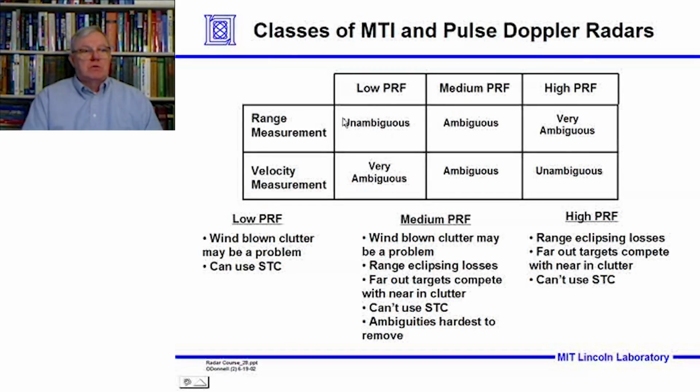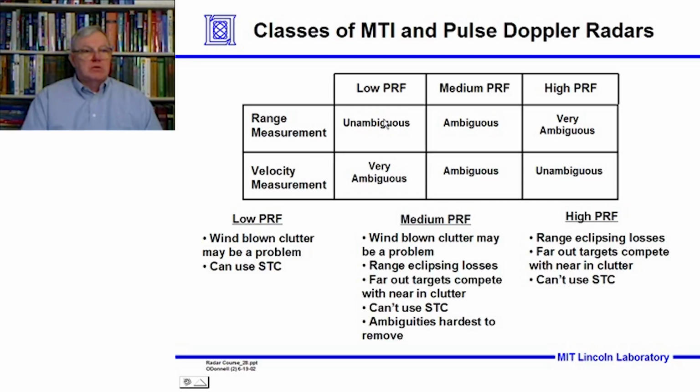I alluded to this earlier, and this chart shows it up quite vividly. We classify pulse Doppler and MTI radars into 3 categories: low PRF, medium PRF, and high PRF. And we classify them in these 3 categories depending on the ambiguity of their range and velocity measurements. And with each of these different classes of radars, there are some pluses and some minuses.